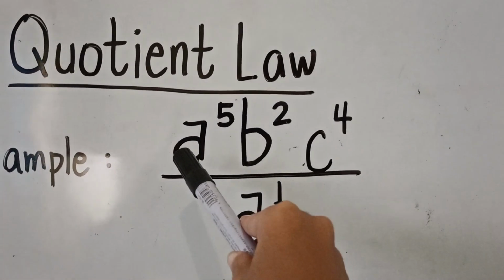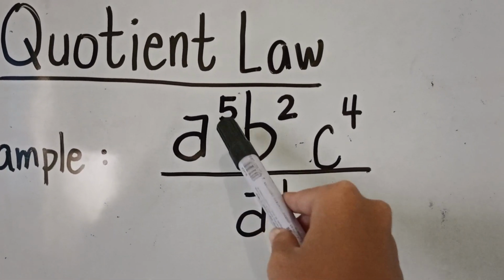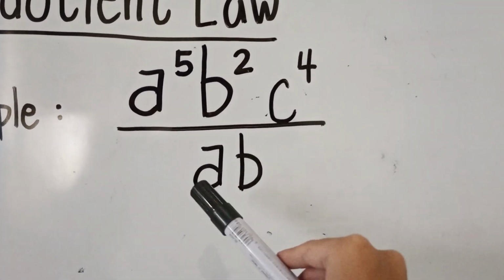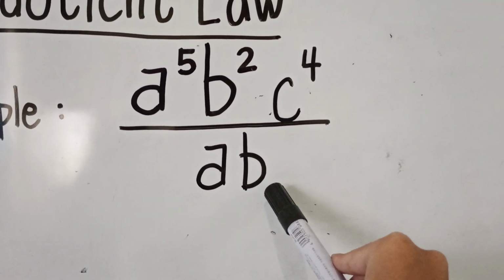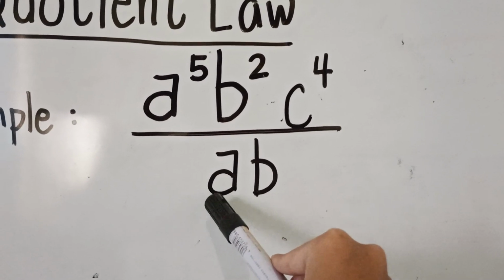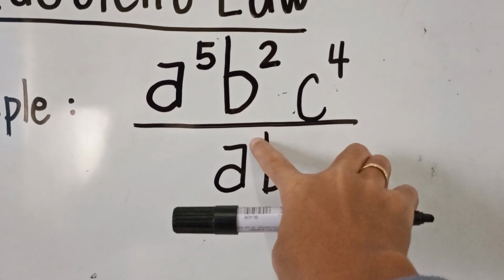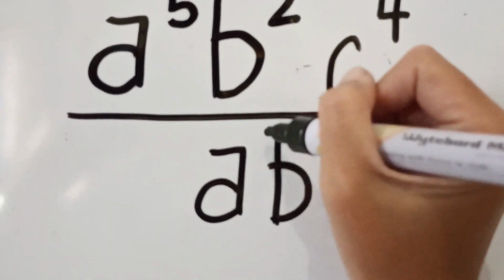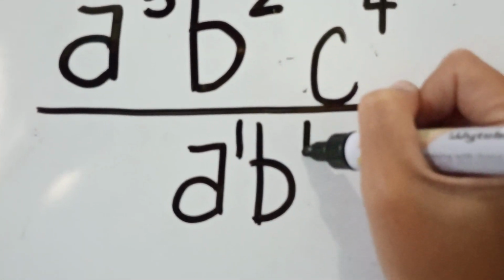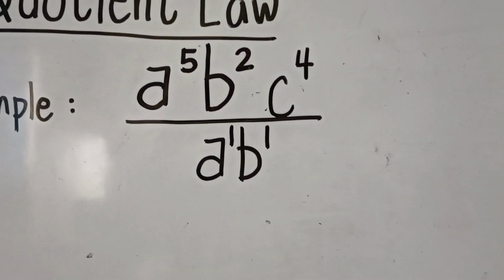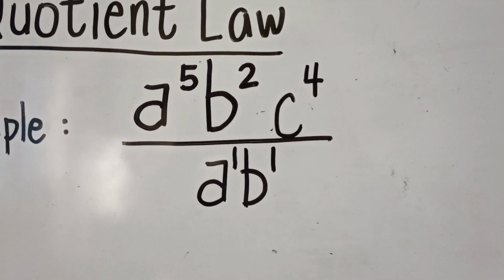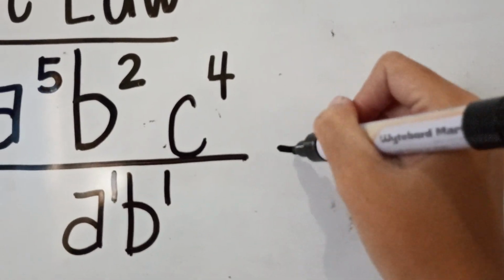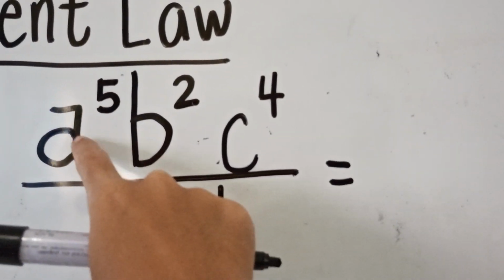Another example we have is a raised to the power of 5, b squared, c raised to the power of 4 all over ab. Alright, now as you can see at the lower part, a and b doesn't have any exponents. However, there is an invisible one on each of these variables. So we should be very careful with that. Alright, now let's start doing the solution.